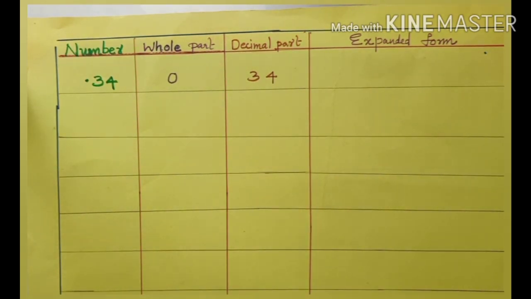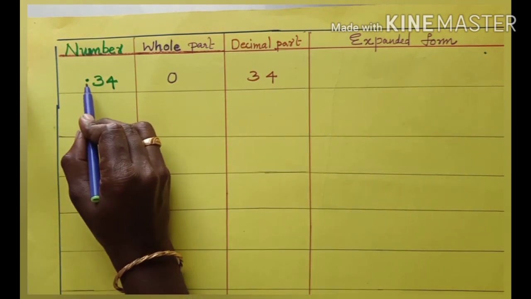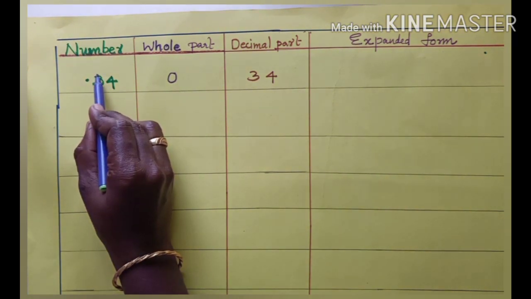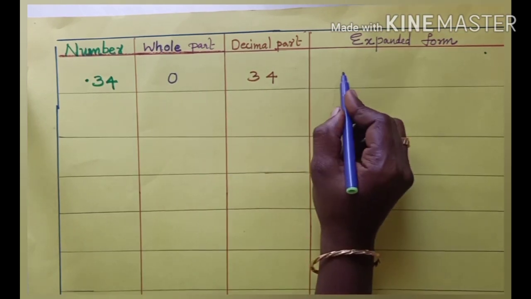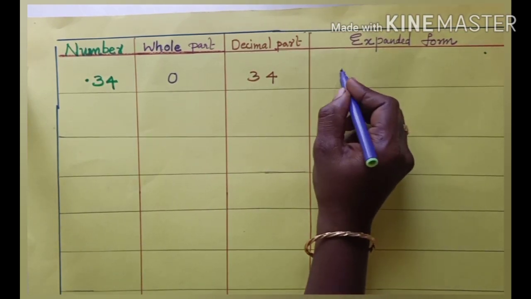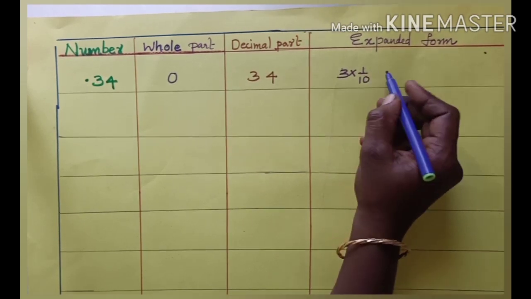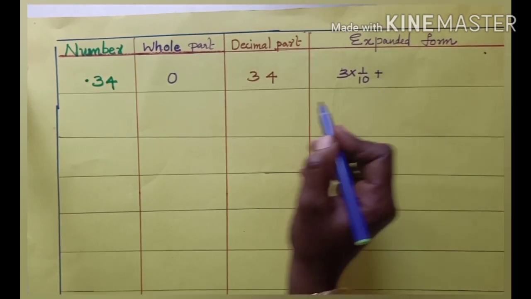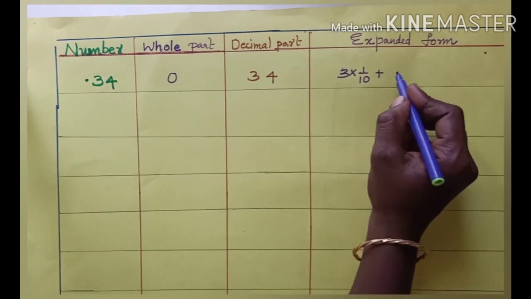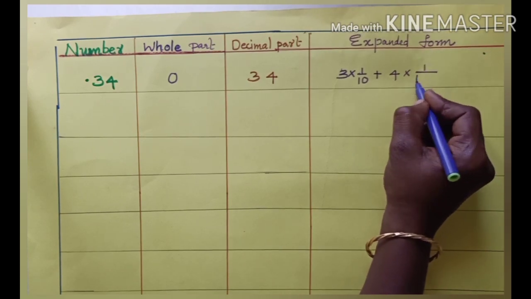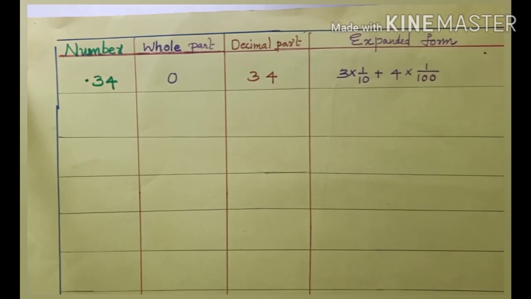Then how can we write its expanded form? Listen, this is after the point. So this 3 is in tenth place. So we can write 3 into 1 by 10 plus the second digit 4, 4 into 1 by 100, hundredth place.